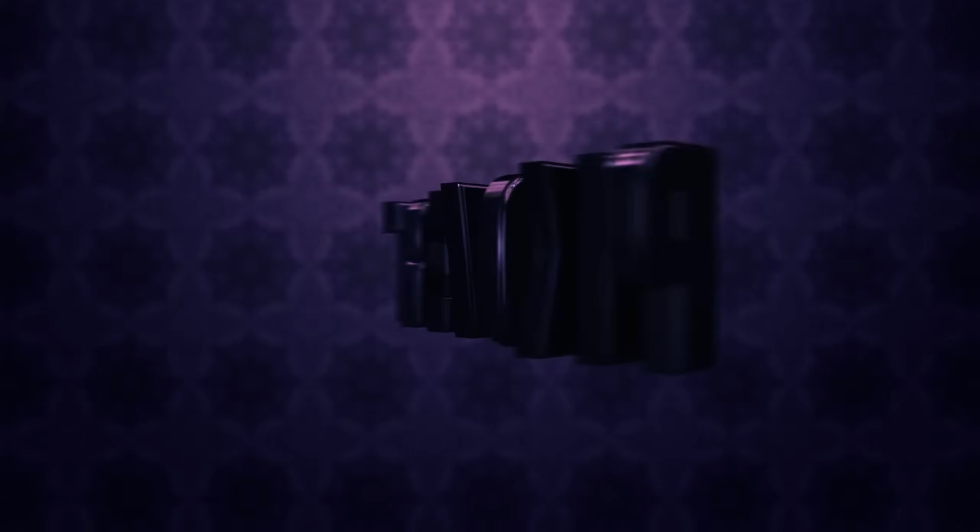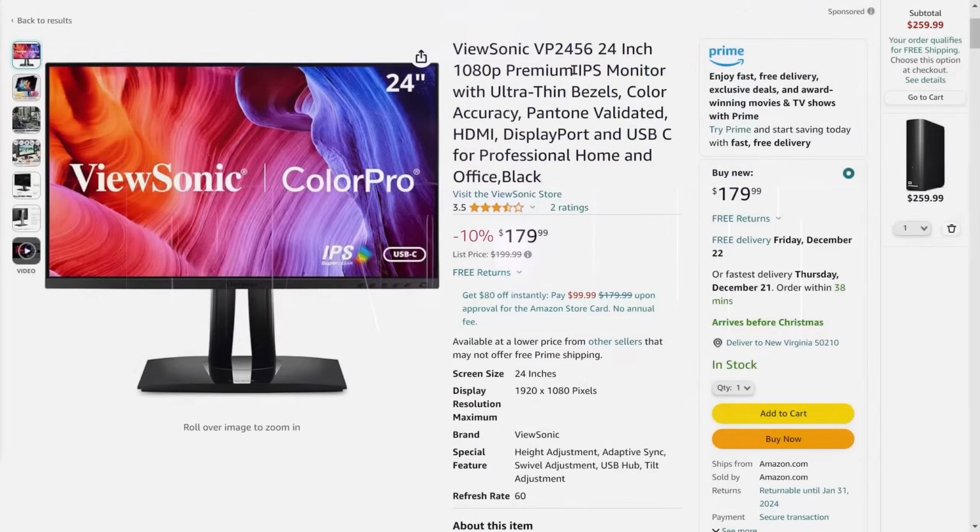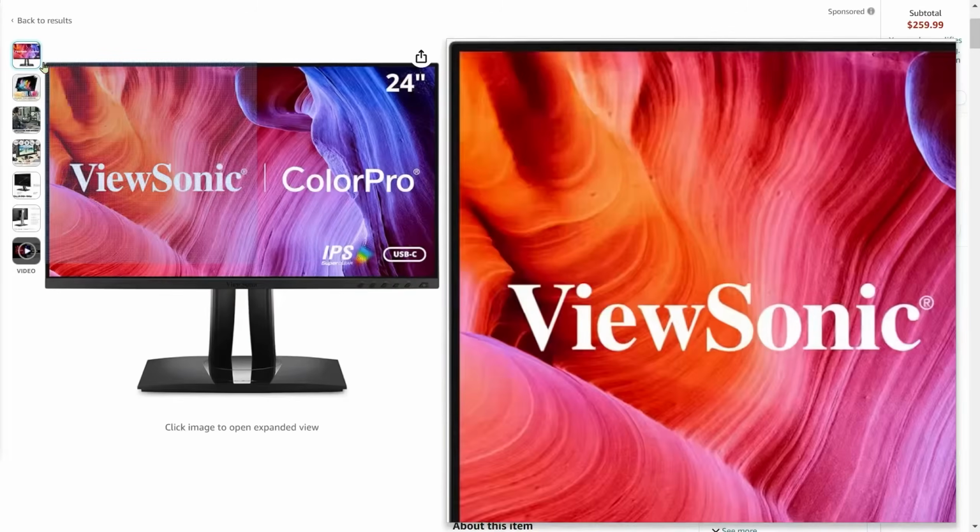Now the ViewSonic VP256 Color Pro monitor is geared towards professionals, and this is the first monitor that we are looking at which is really specifically designed for professionals working with color, video editing, image editing, design. This one comes with a lot of features that you will find only with professional monitors, and it has very good ergonomics.